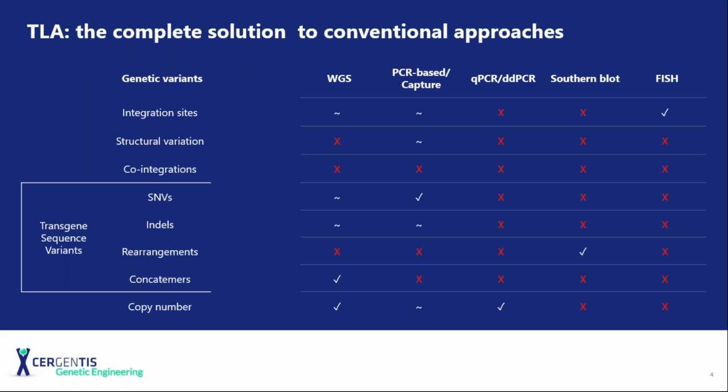And with this comparison in mind, TLA in combination with next generation sequencing, so as I will explain later, we make use of Illumina short read sequencing, allows you to capture all of the genetic variations listed here, so integration site, but also structural variations, co-integrations, sequence variants, and for example, copy number. And of note here, there are also primary differences with LAM PCR, as TLA allows for a complete characterization of the transgene at any location in the genome.